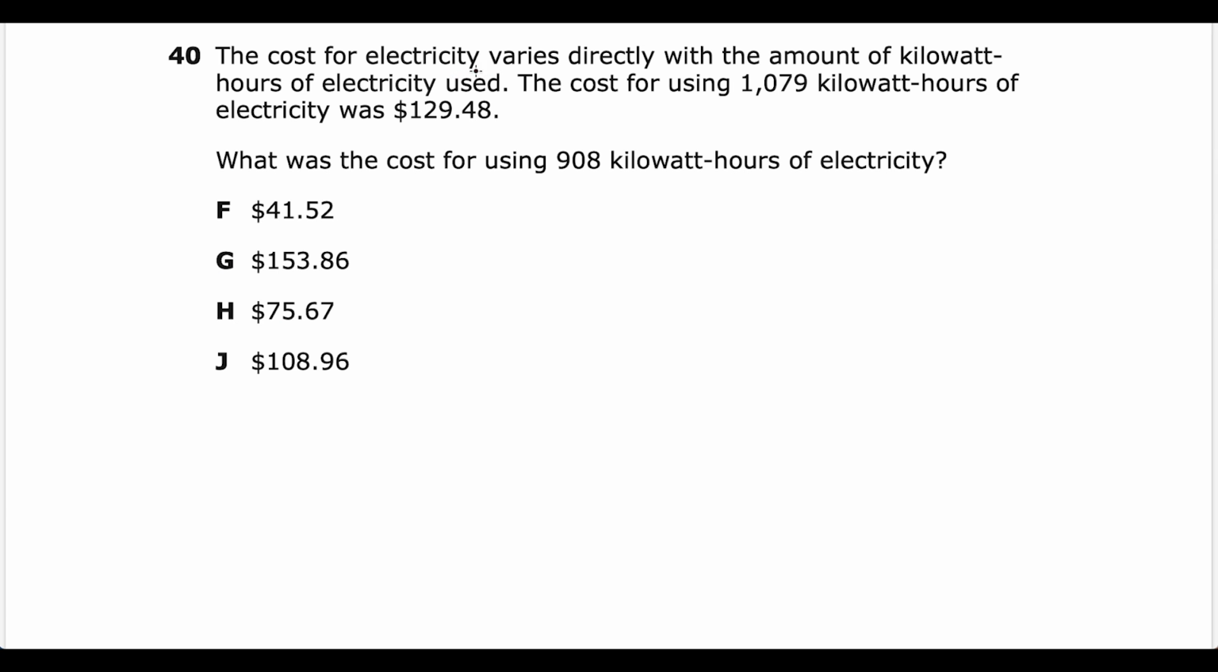Question 40, we have the cost for electricity varies directly with the amount of kilowatt hours of electricity used. And we're told that the cost for using this many kilowatt hours of electricity was this much money. So when I hear this phrase varies directly, the first thing I do is I write down the formula y equals kx, where k is a constant. It represents the constant of proportionality. So this is for a direct variation.